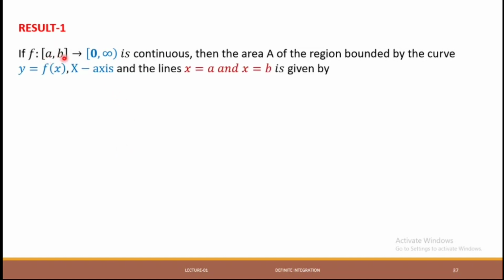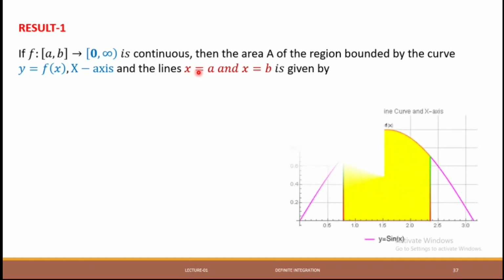Let f be a continuous function from the closed interval [a, b] to [0, infinity). Then the area A of the region bounded by the curve y = f(x), the x-axis and the lines x = a and x = b is given by the following. Now let me explain what is being given in the statement graphically. So I have considered this example.